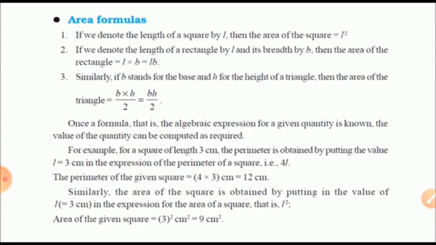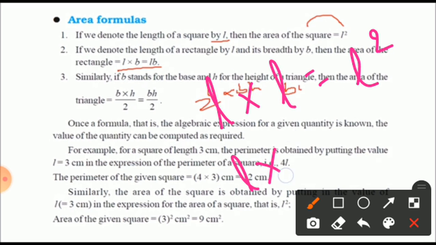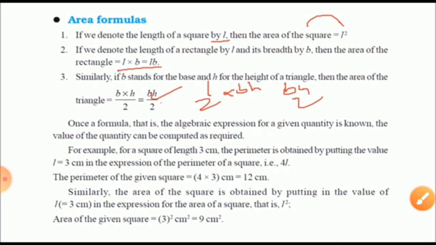Area formulas. If we denote the length of a side of a square by L, then the area of the square is equal to L into L, which gives you L square. Or for a rectangle, L into B will give you LB, isn't it? Correct. Same way for a triangle. If B stands for the base and H is the height of a triangle, then the area is B into H divided by 2, or we can say 1 by 2 BH, base into height.